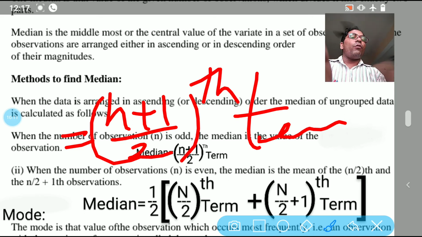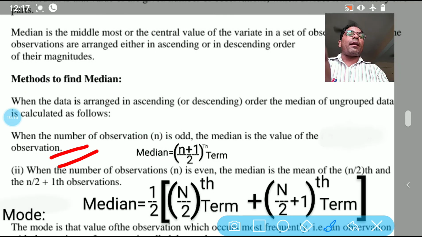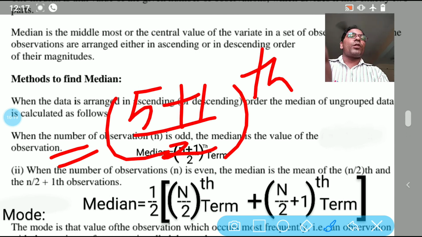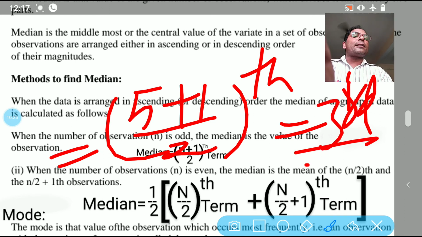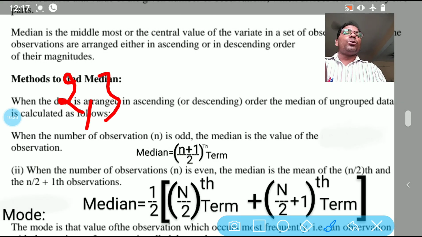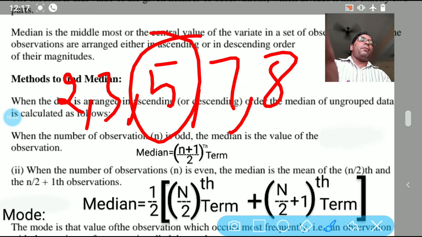And n was 5, so we can write 5 plus 1 upon 2th term. That will be 5 plus 1, 6, divided by 2, the third term. So the third term will be the median. And what was the third term of the data? 2, 3, 5, 7 and 8. The third term is 5. Hence the median is 5. So you can see the middle term is 5 and this is the way.